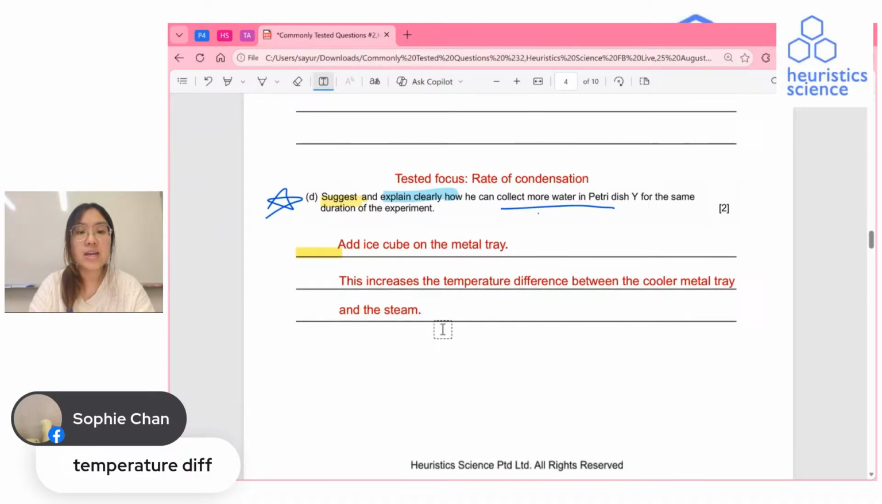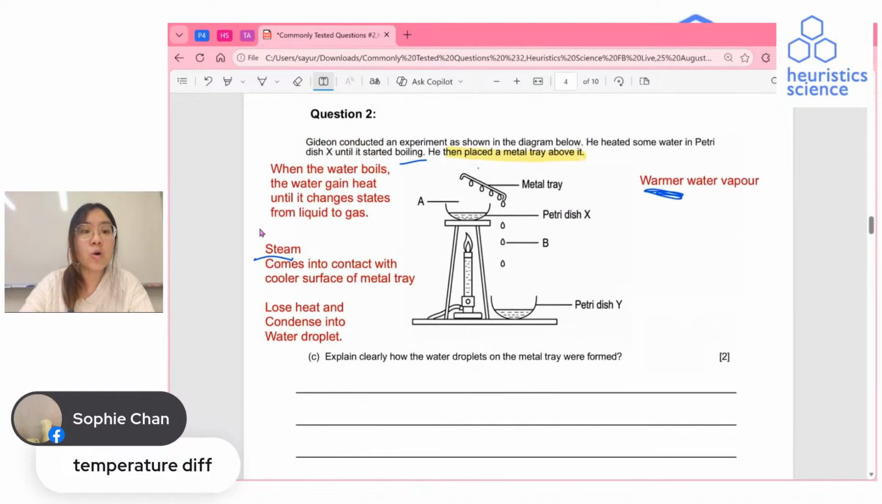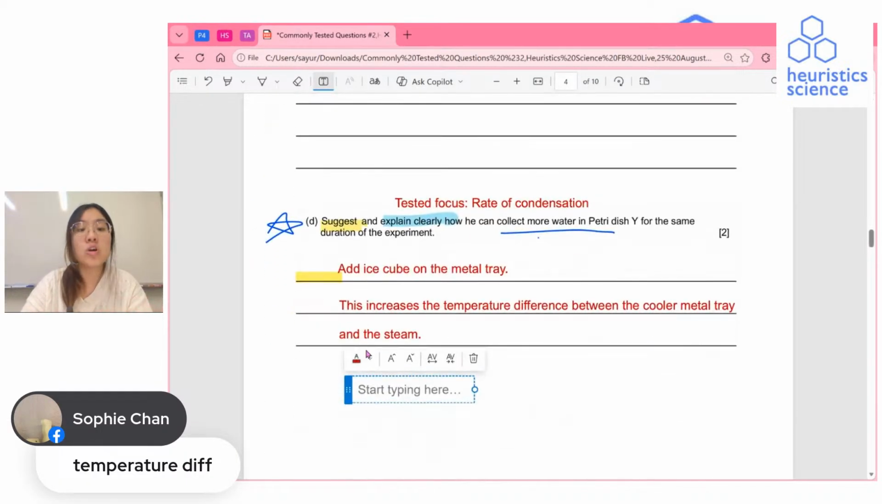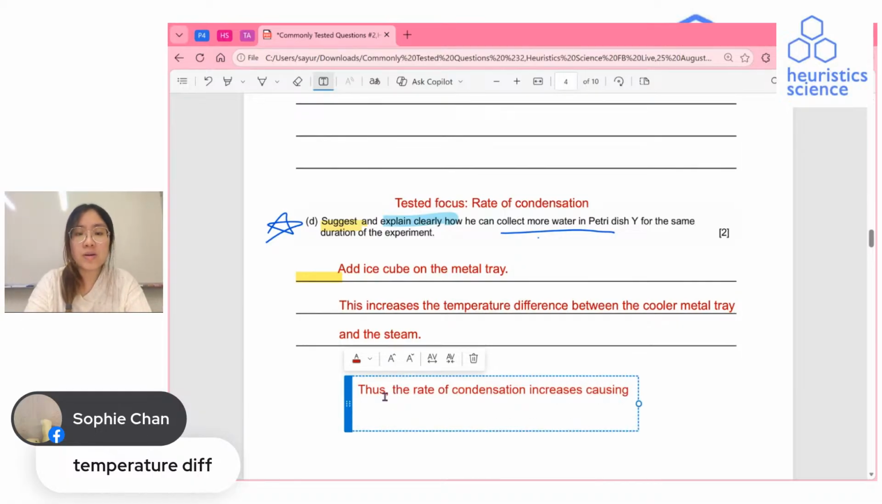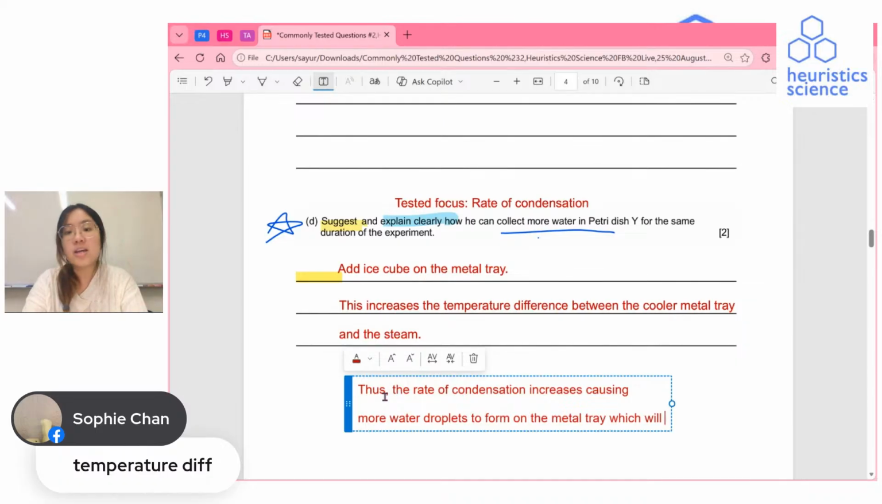So if you increase the temperature difference, you don't need to write all this again. No, that would be too long an answer. You just go straight to the point. Thus, the rate of condensation increases, causing more water droplets to form on the metal tray, which will again drip into Petri dish Y. Can you see that?